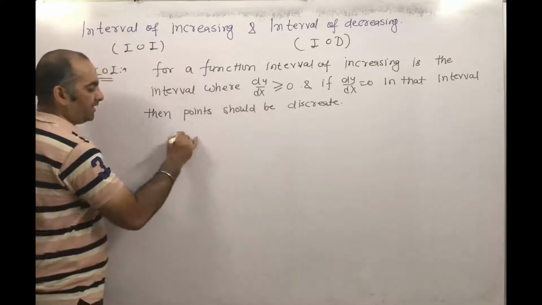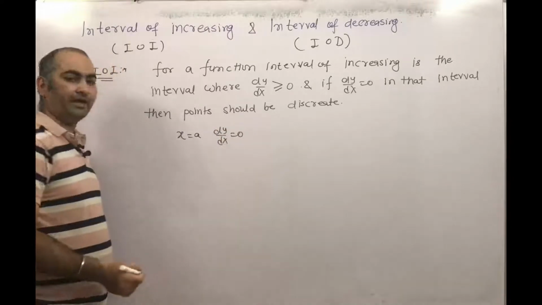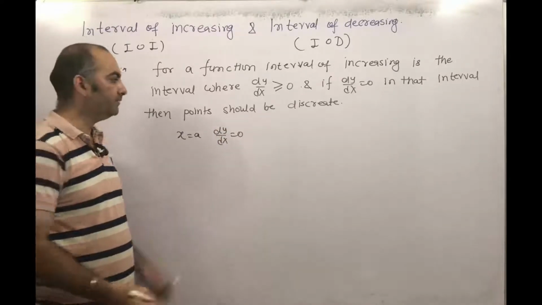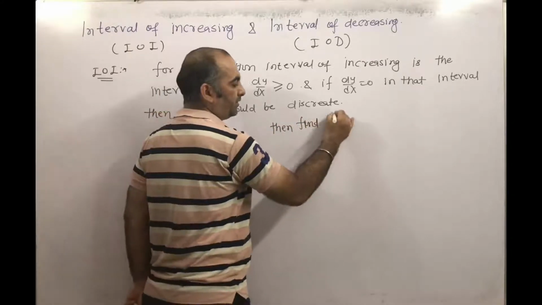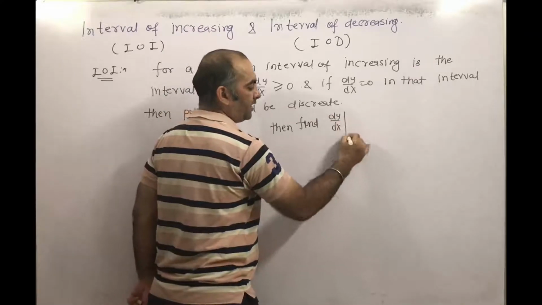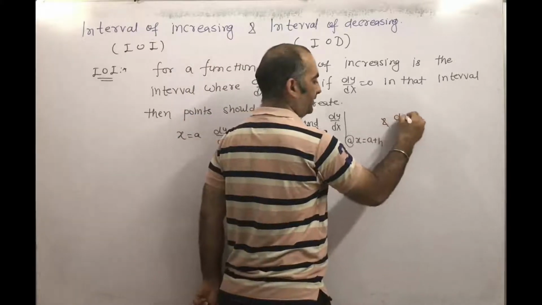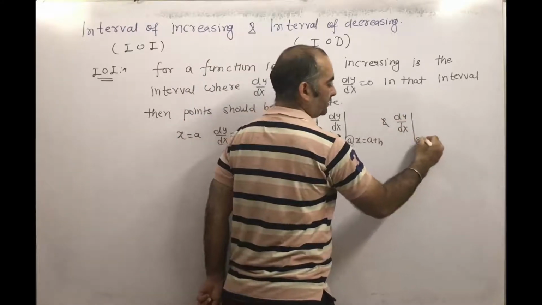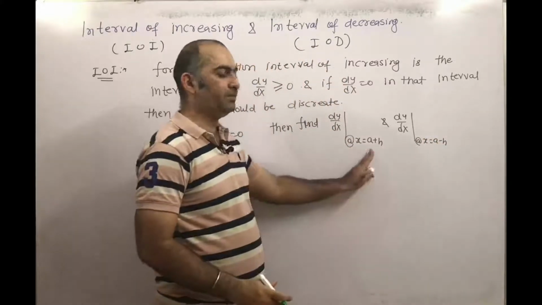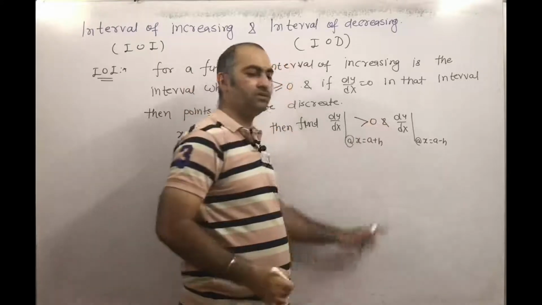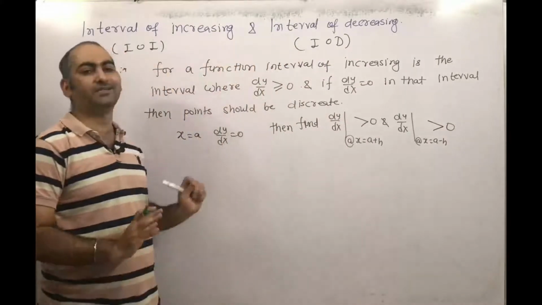For example, at x equal to a, dy by dx equal to 0. Then find dy by dx at x equal to a plus h and dy by dx at x equal to a minus h. For these values, dy by dx at x equal to a plus h should be greater than 0, and for this one also this should be greater than 0. Then we can say that this point is discrete point.